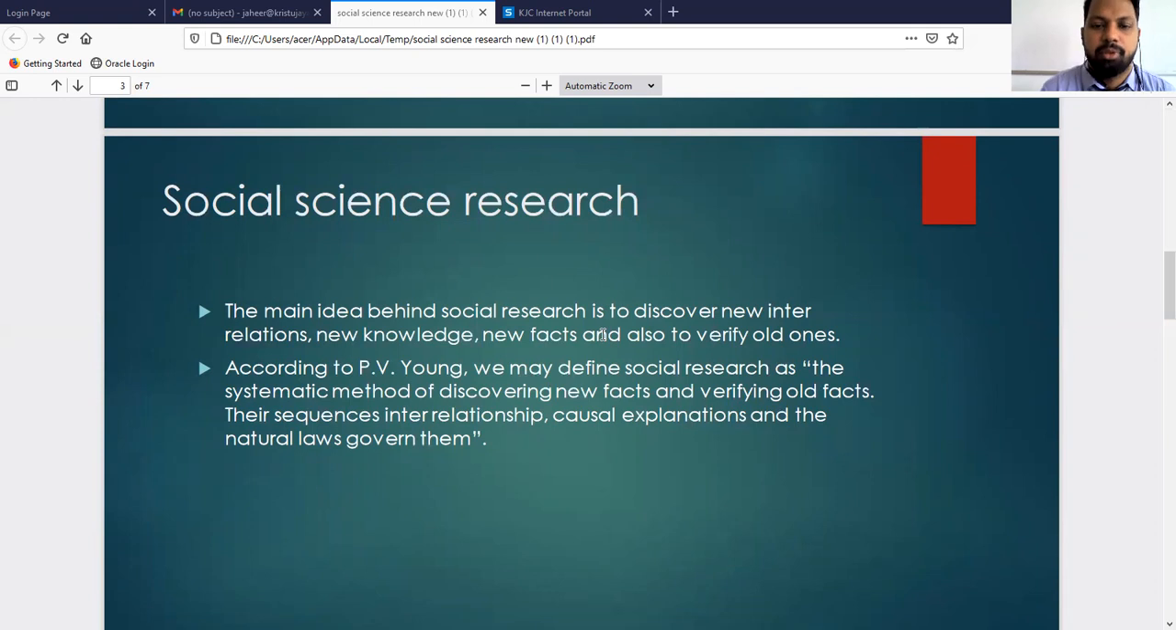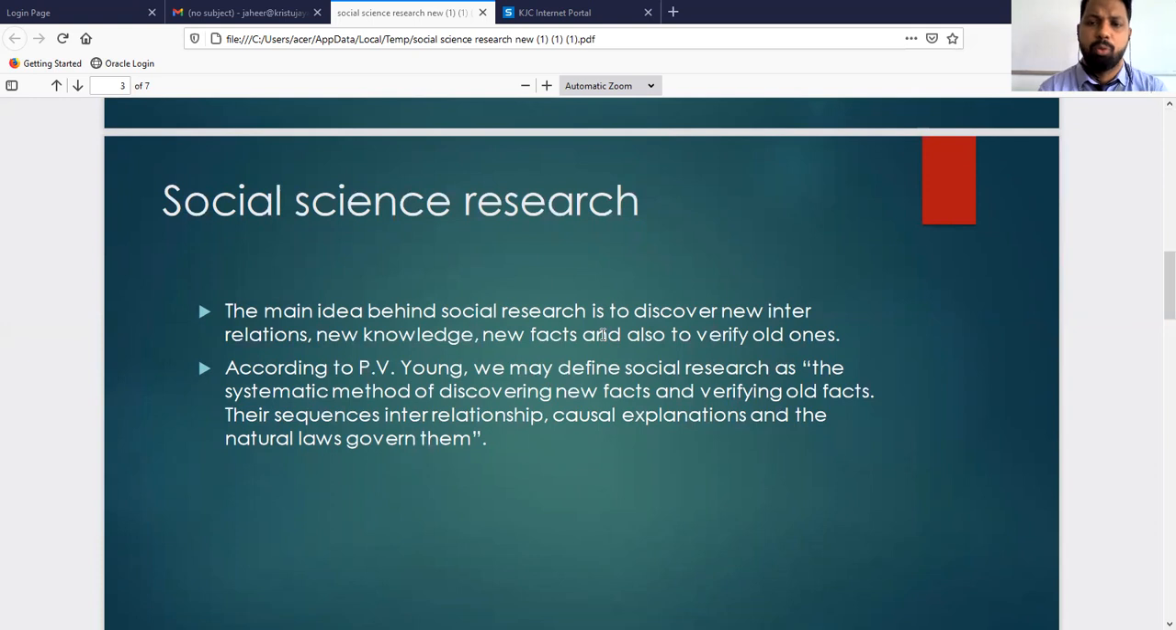The main aim of social science research is to discover the new facts which are related to human life, which are related to human behavior, and verifying the old ones. You can take historical research as an example. In historical research, it is related to discovering new facts, verifying the old ones also. There are sequences of interrelationship. If you are carrying out any study in a systematic manner to know the sequences of interrelationship between events which are connected with the human life, you can call it social science research.